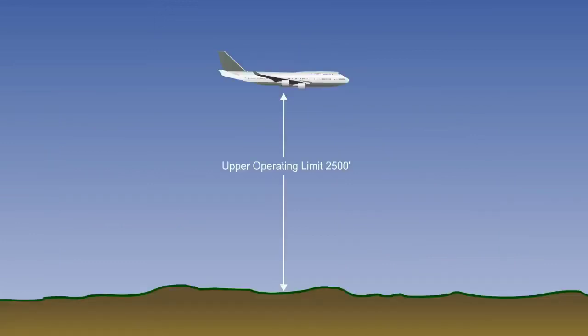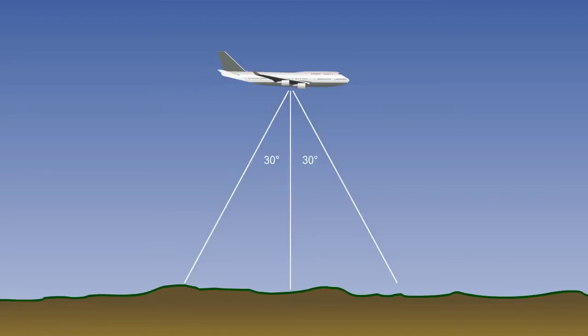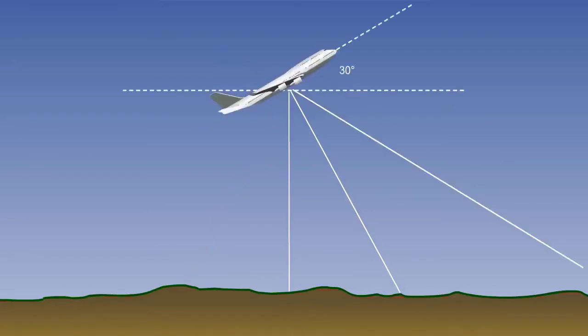The radio altimeter has an upper operating limit of 2,500 feet and works right down to the ground. The beam is cone-shaped with a longitudinal beam width of 30 degrees either side of the vertical. This means that the aircraft could be pitched up to 30 degrees nose up or 30 degrees nose down, and it would still be possible to receive a usable signal.